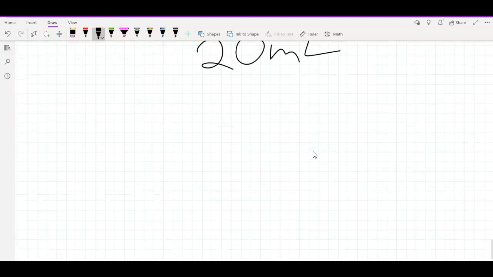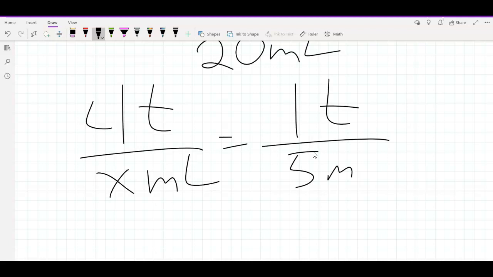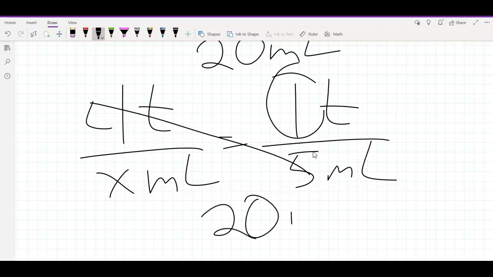Proportion method. 4 teaspoons is to how many milliliters when we know 1 teaspoon is 5 milliliters. 4 times 5 is 20. Divide by 1. So we know 4 teaspoons is 20 milliliters.